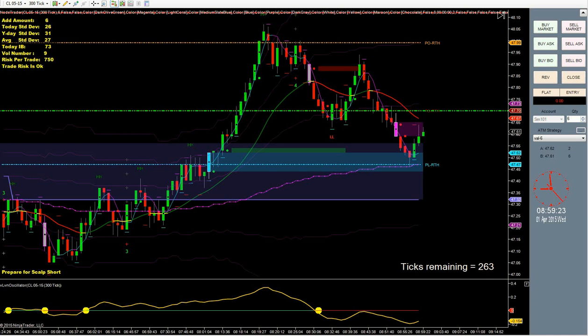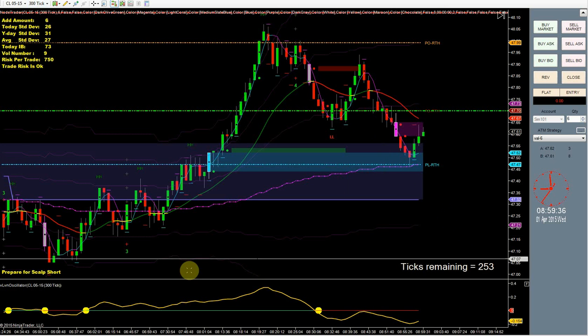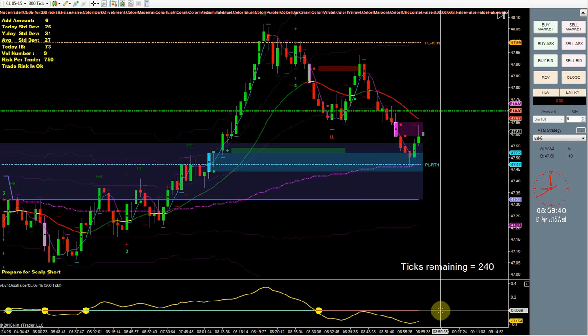Hey folks, today is April the 1st. It's currently 8:59 in the morning. We're on the, as usual, the CL 300 tick chart. As you guys can see here, we're making lower lows right now, so we're looking for a short. And we also have the LVN oscillator down here, still below the zero line, so that tells us that we're looking for a short as well.